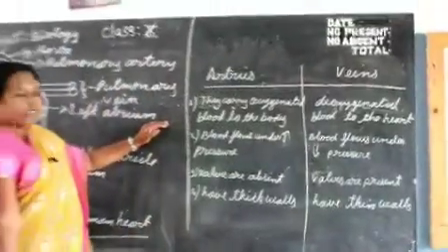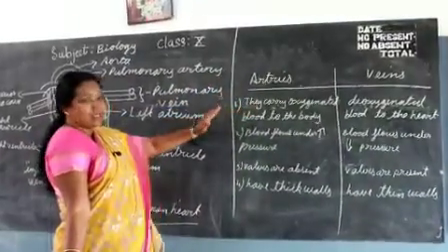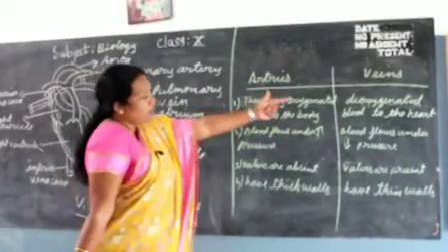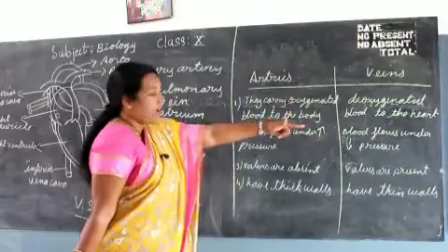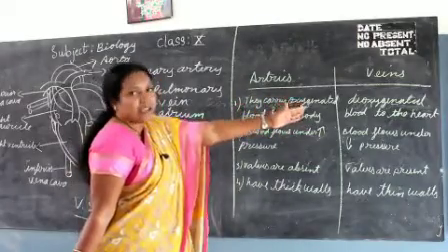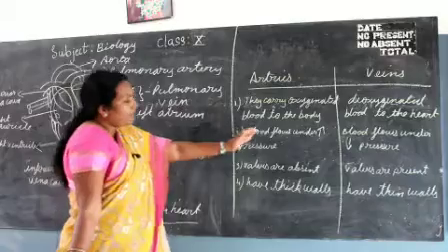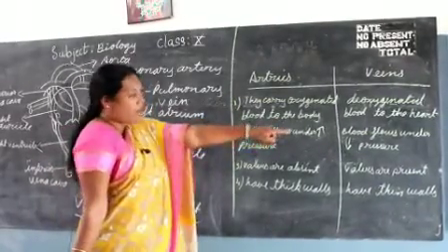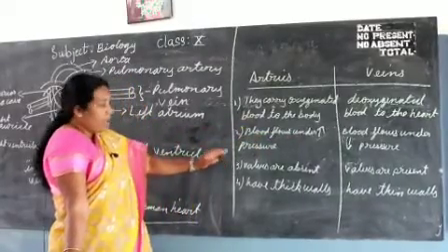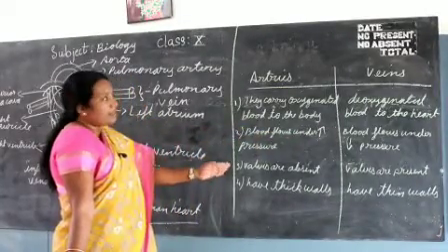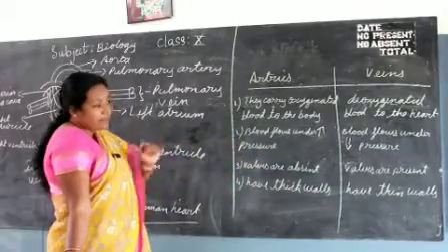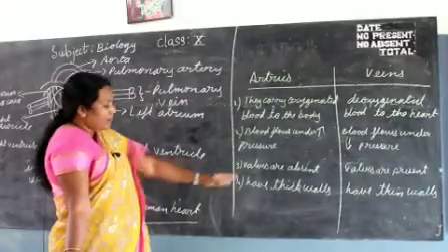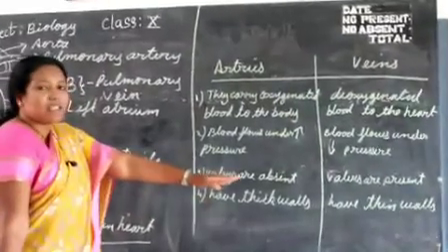Let us understand the difference between arteries and veins. Arteries, they carry oxygenated blood to the body, whereas veins, they carry deoxygenated blood to the heart. So they carry oxygenated and they carry deoxygenated blood. Blood flows under high pressure in arteries, whereas in veins blood flows under low pressure. Here in arteries valves are absent, whereas in veins valves are present. Valves are present in veins to prevent the backward flow of blood. And arteries have thick walls and veins have thin walls.